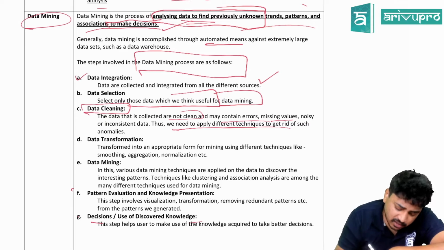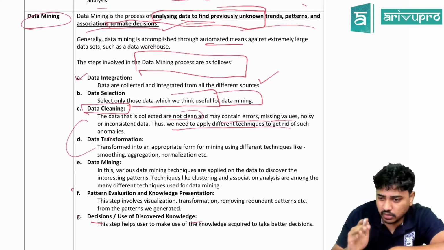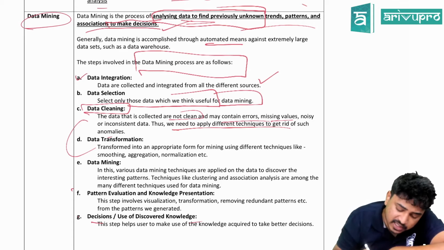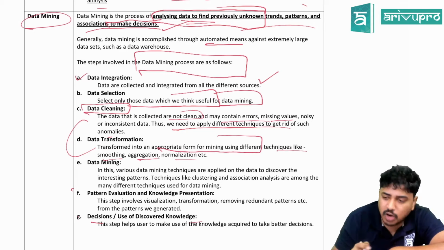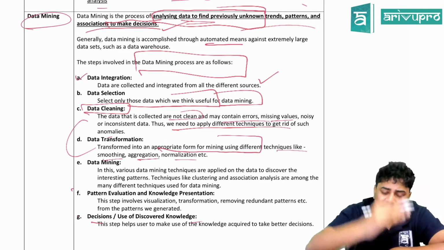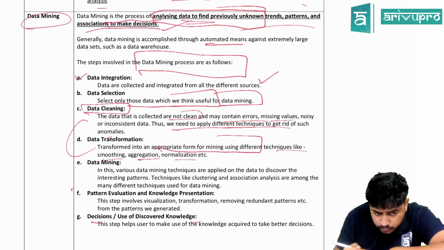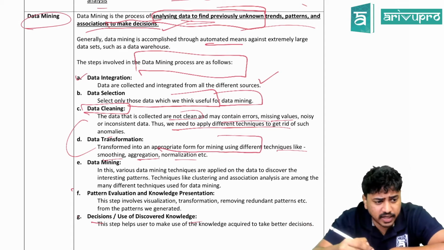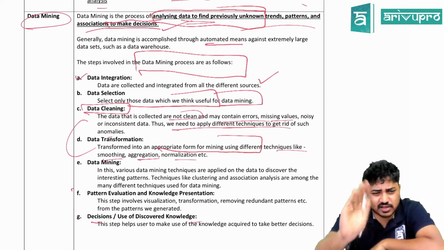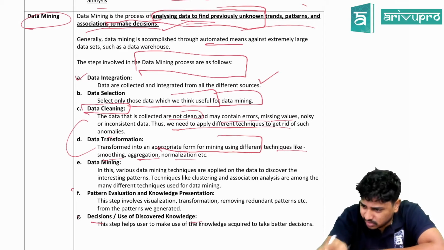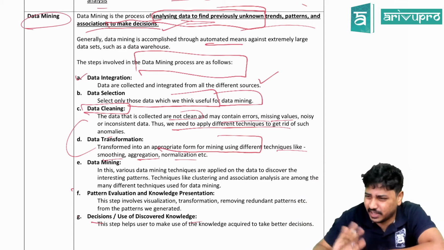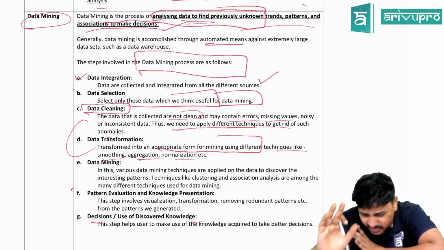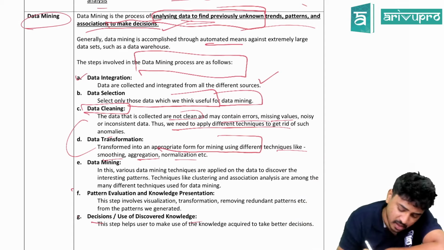Then transformation. Almost these are all same only. Okay, they're just differentiating it. Data is transformed into appropriate form for mining using techniques like smoothing, aggregation, and normalization. Right? Aggregation is nothing but what? Totaling, right? And smoothing means making it case based, non case based. Case means capital letter, small letter. Smoothing the data basically. Cleaning the data is same thing as cleaning. Let's take it as okay.